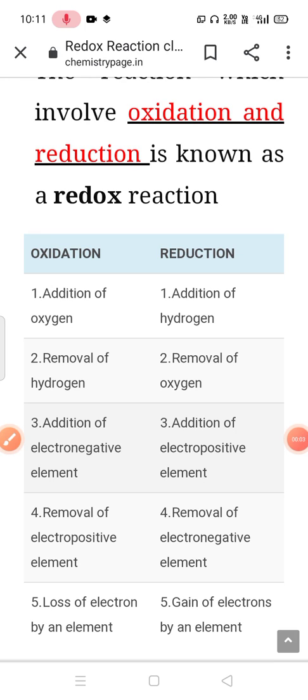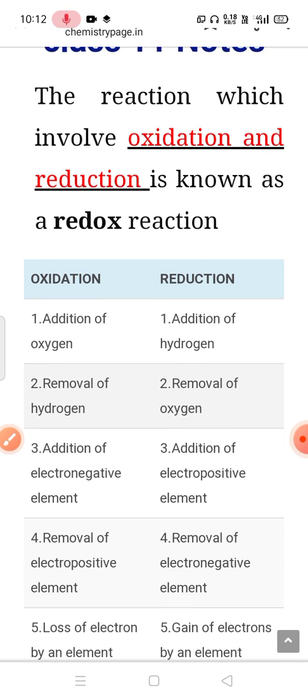Hello students, today I will explain the topic redox reaction.